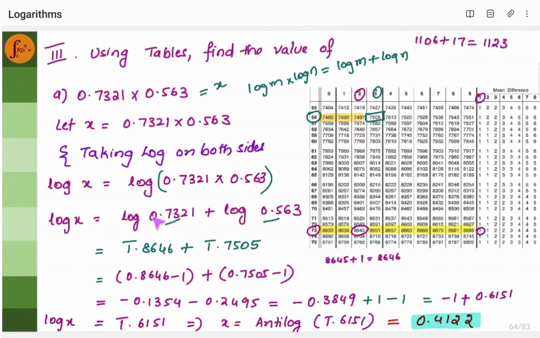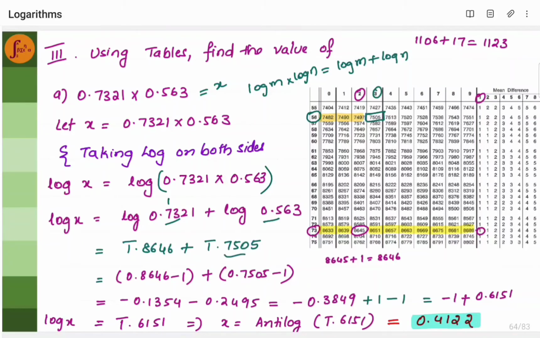So first let's find the characteristic. Here it is 0. And what is the place in which the significant or non-zero number is there? It is in the first decimal place, the first place after the decimal point. So it's going to be 1. And why minus? Because this number is less than 1. Before the decimal point there is 0. Therefore, it will become minus 1. And this mantissa we'll get from the log table.